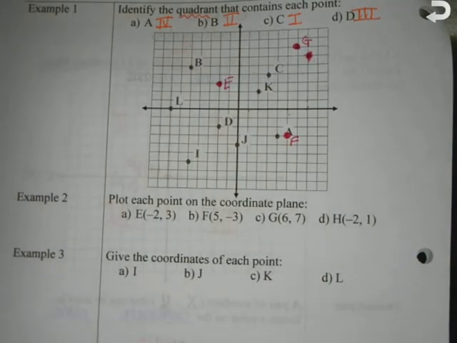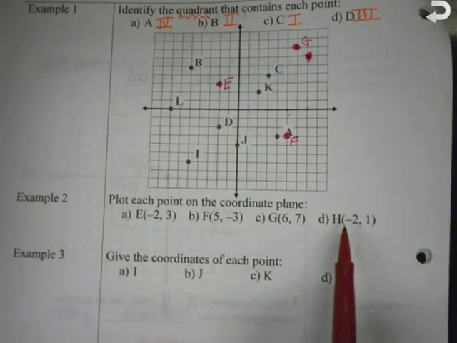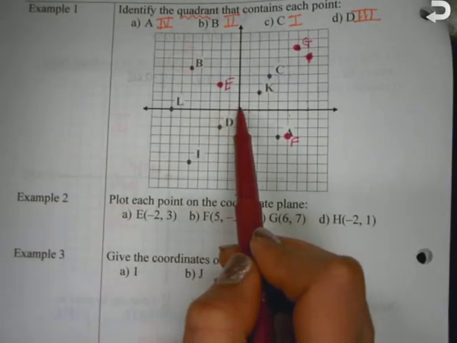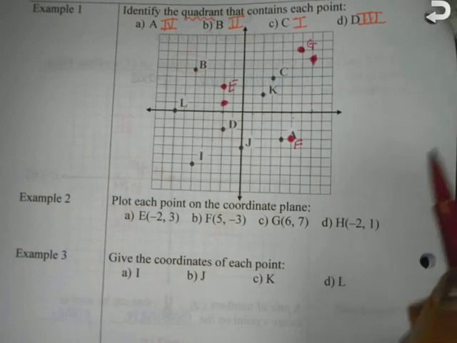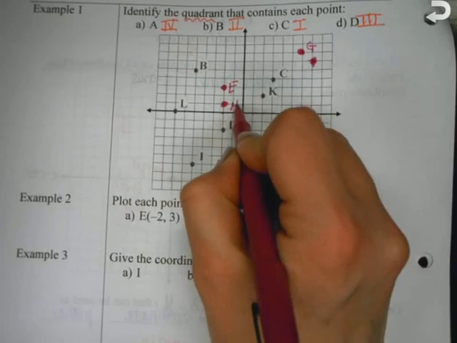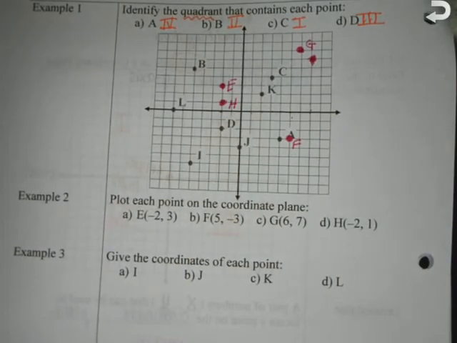And H, -2, +1. So to the left 1, 2, and up 1 space, and that is point H. This is actually easy. All right, so example 3.